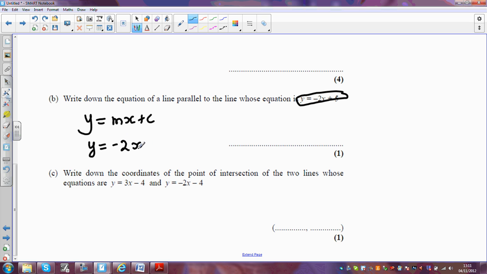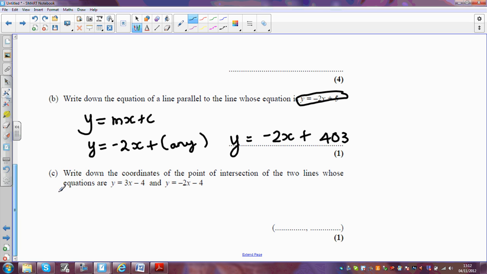Okay, now they don't tell us anything else about the line. In other words, there are many, many lines which are parallel to this one. I can choose whatever I like here. Any number I like, as ridiculous as I want. So I'm going to write something like y equals minus 2x plus 403, because that line there will be parallel to y equals minus 2x plus 5.